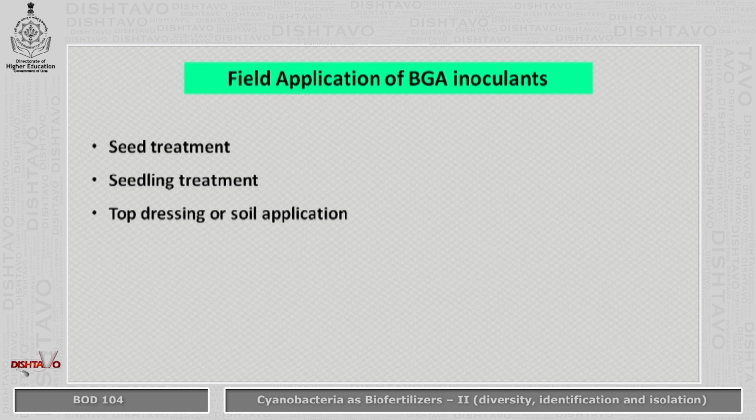Field application of blue-green algal inoculants. Now, these inoculants can be supplied to the crops at 3 different stages or in 3 different ways. The first is that the seeds themselves are treated with the blue-green algal inoculants, which is referred to as seed treatment. Second, the seedlings can also be treated with the blue-green algal inoculants, which is referred to as seedling treatment. Or the soil can be treated directly with the blue-green algal inoculants, which is referred to as top dressing or the soil application method.